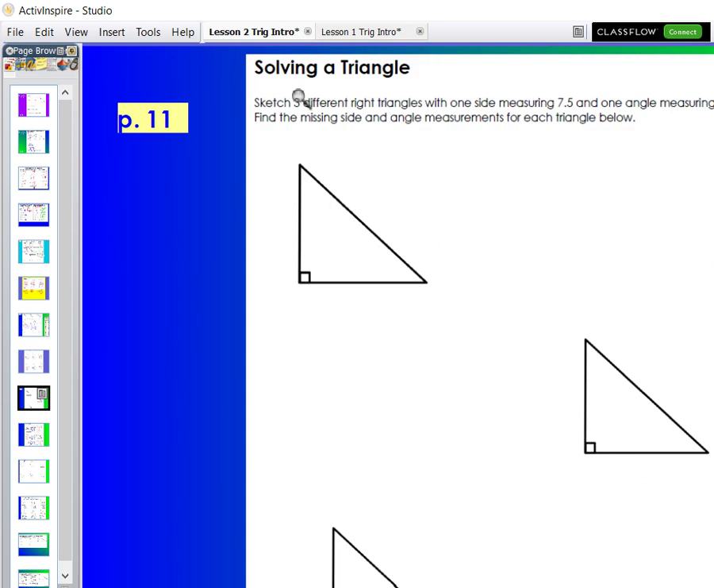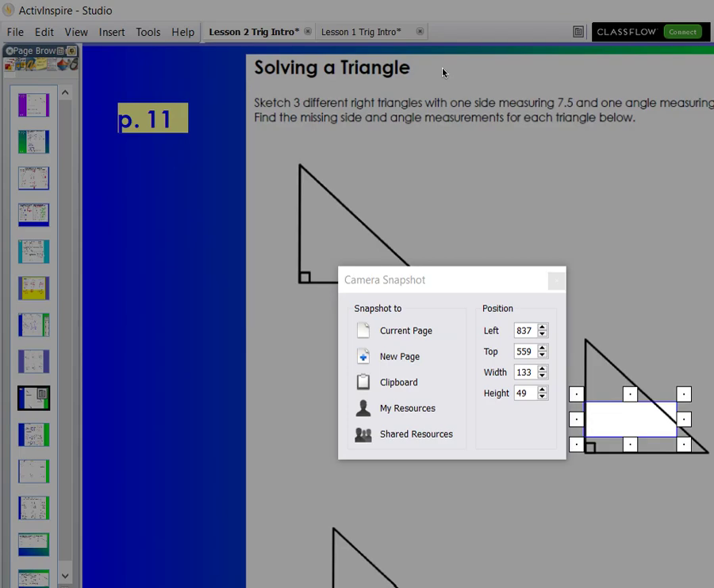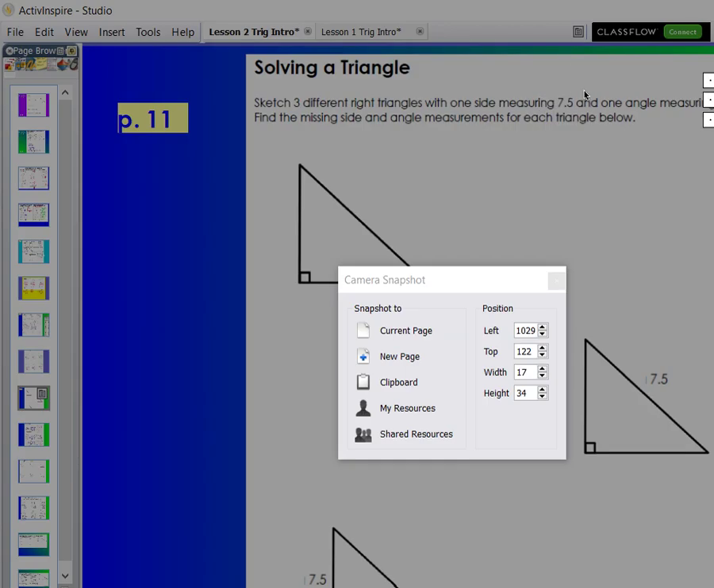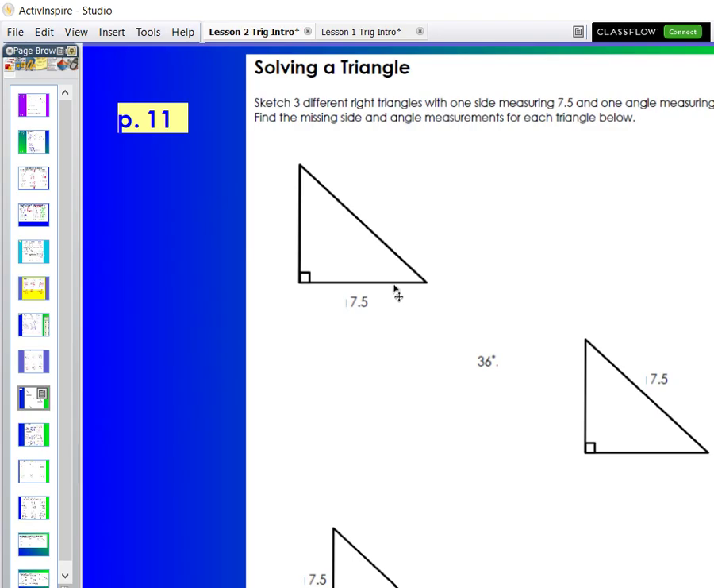Alright, there's one other thing, if you have time, and it's this. It's saying sketch 3 different right triangles with one side measuring 7.5 and one angle of 36 degrees. So 7.5 could be this side, or 7.5 could be the hypotenuse, or 7.5 could be this side, right? And the angle measuring 36 degrees, so let's say 36 degrees is this angle. So let's duplicate and make it that angle.